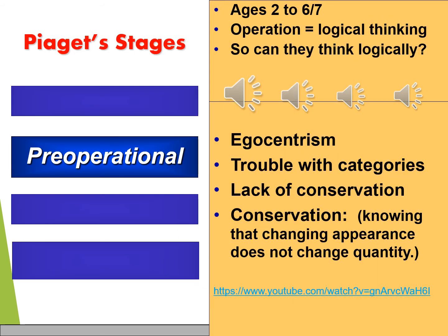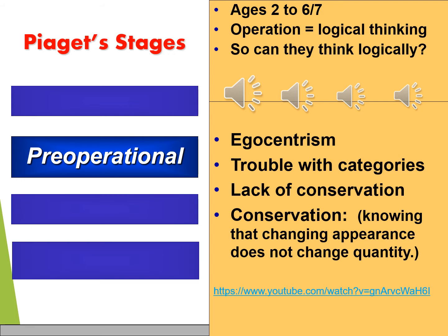When you looked at Piaget's stages and saw the 4 names, you probably noticed that 3 have the word operational. Operation is a term that we'll need to learn. So the term operation can be thought of as logical thinking. So let's consider this child of 2 to 6 or maybe 2 to 7. If they're pre-operational, can they think logically?